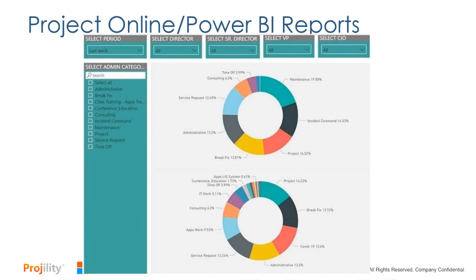And then we can see charts and graphs like the one in the middle here that shows the breakup of my team from a maintenance, incident, project, break fix, administrative perspective. I thought I'd be spending about 30 or 40% of my time on projects, which are critical. But if I look at this, it's about 14%.